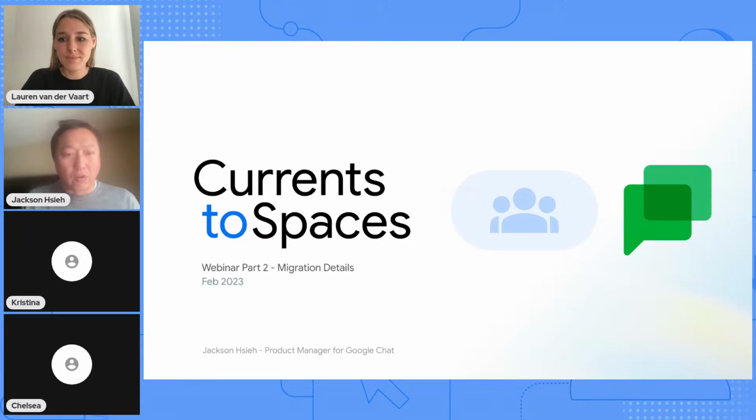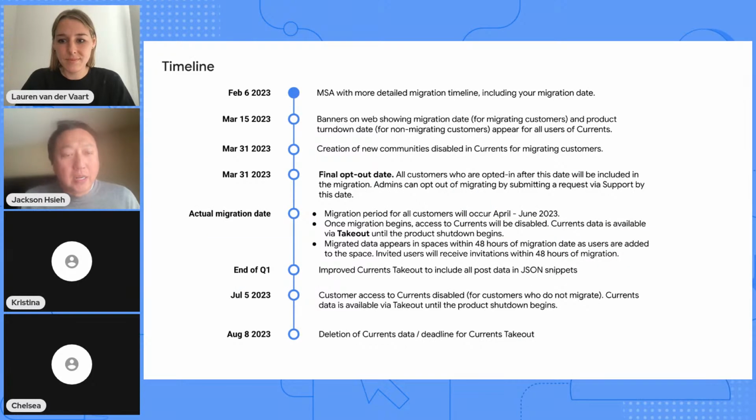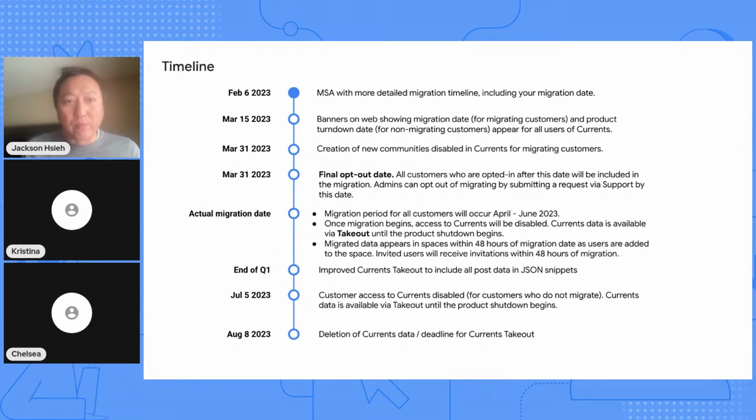The first thing I'd like to cover is just a timeline. By now, I think all of you have received your MSA with more detailed information on when your migration date will occur. The next date is March 15th. On the Currents product itself, you will start seeing banners show up that tell you, if you have opted in, what your migration date is and when that is going to happen. If you have not opted in, then it will just tell you when the product is shutting down.